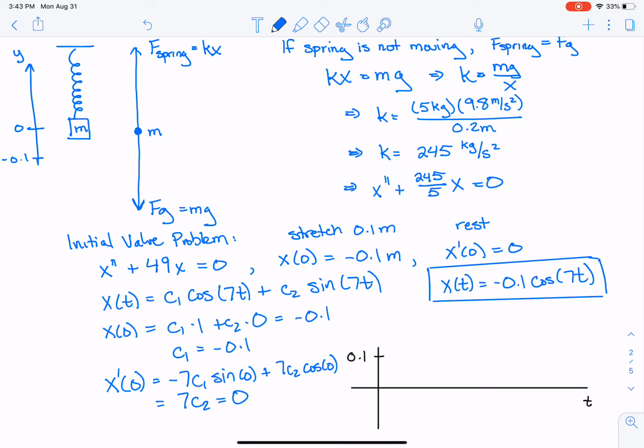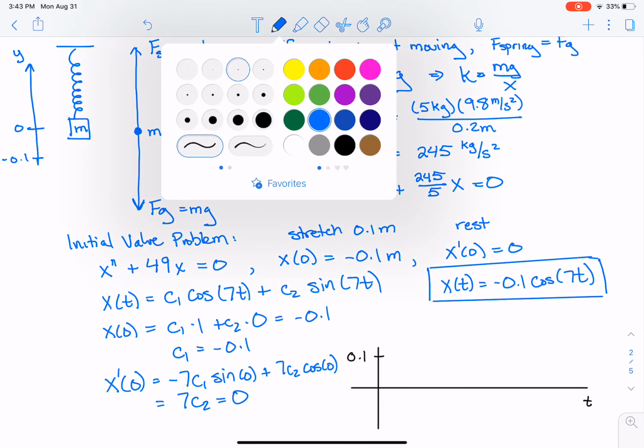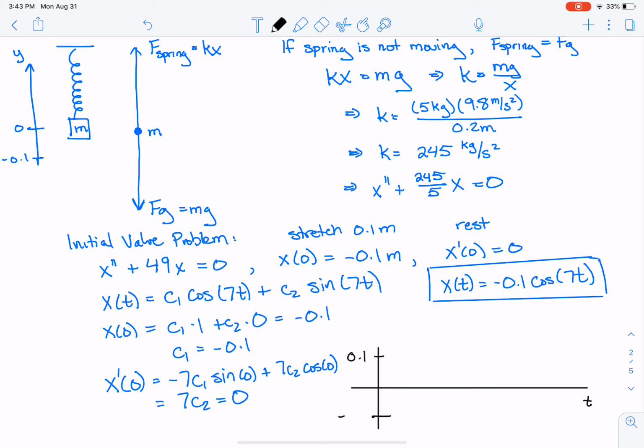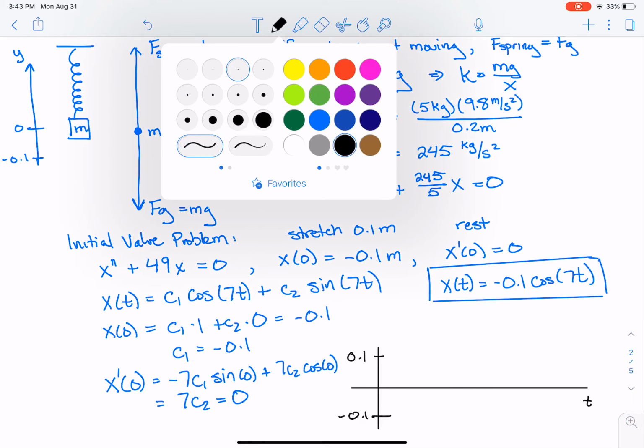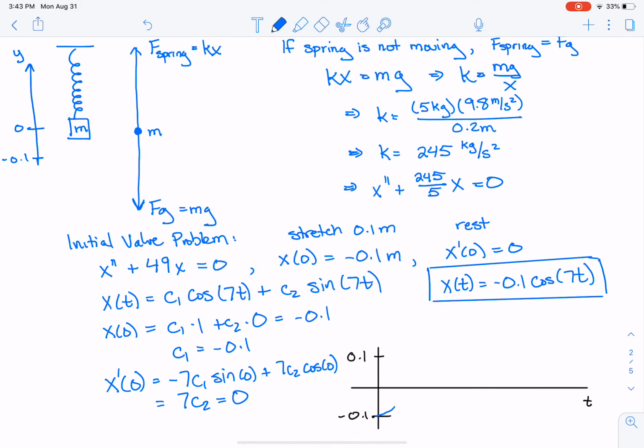So what that tells us is that our spring starts at negative 0.1 and has a negative cosine curve to it. So it just oscillates forever, and that's because there's no friction. It's just going to keep oscillating forever. That gives us an idea of what the mass on a spring will do. You expect that if you stretch it, it'll essentially oscillate with a periodic motion forever if there's no sort of friction or air resistance.